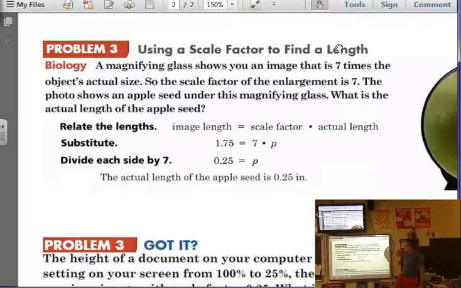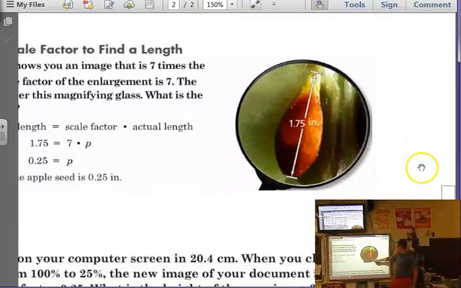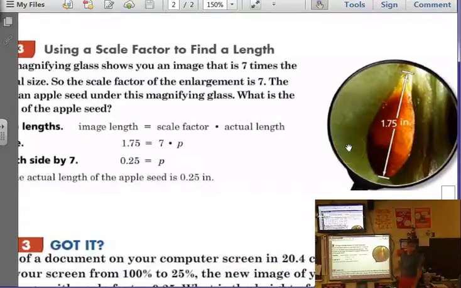So we have a magnifying glass that is magnifying at 7 times. So the scale factor of the enlargement is going to be 7, and we look at this apple seed under the magnifying glass, and in the image that we see, it is 1.75 inches. Since we know that was 7 times multiplied by the original, and this is what scientists do to try to figure out the size of cells, like certain cancer cells and different things, when they're trying to figure out what's our course of action. You gotta figure out how big is that.